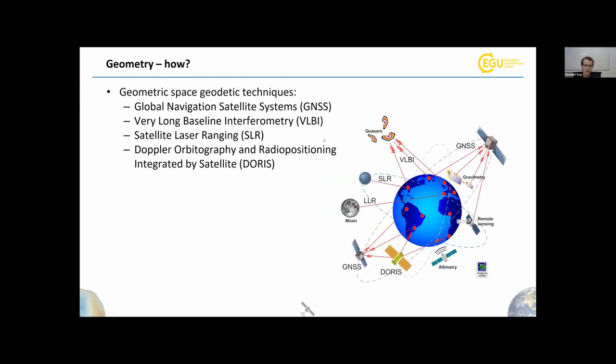Now, how do we determine the geometry and the changes in the Earth's crust? We have several space geodetic techniques that can be used to monitor the Earth and its shape. Maybe most important of these shown here would be the Global Navigation Satellite Systems, GNSS, which I will talk about in more detail, but there are also quite a few other suitable techniques such as very long baseline interferometry, VLBI, which observes extragalactic radio sources, satellite laser ranging, SLR, or Doppler orbitography and radio positioning integrated by satellite, which is the DORIS system. Since we are now focusing on GNSS, I will give you a short introduction.